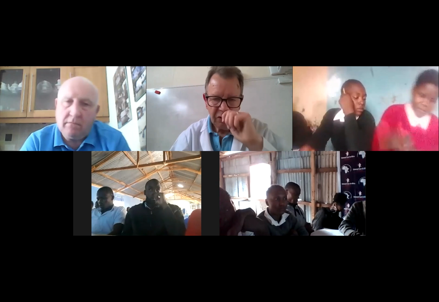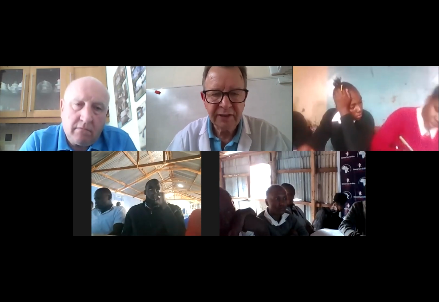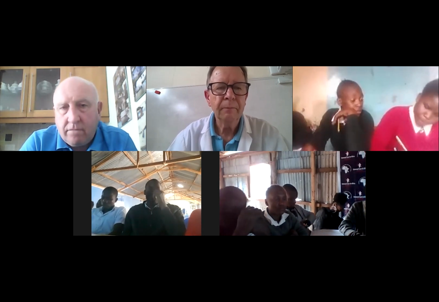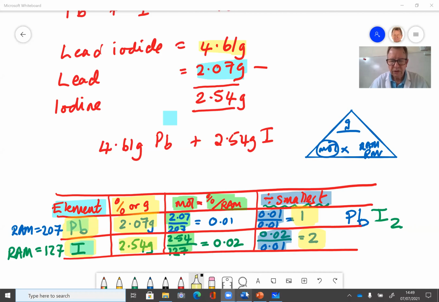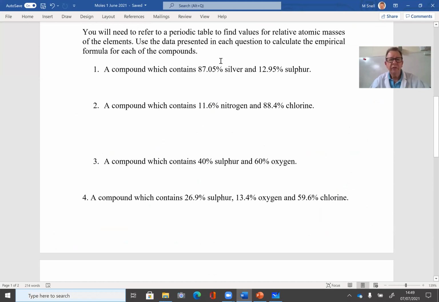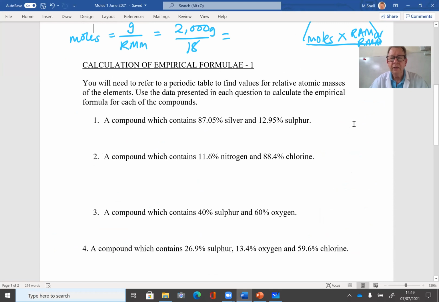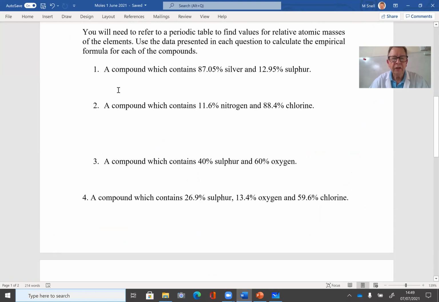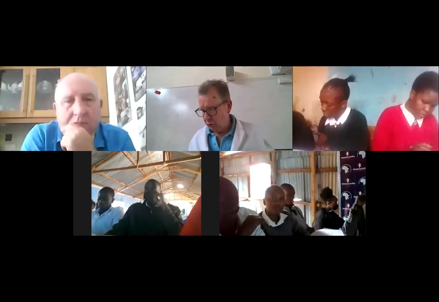Okay. So I'm going to see whether you have managed to do these. I'm going to share the screen and go back to the sheet of questions. It's these questions here. So this is calculation of empirical formulae. It was number 1 and number 2. If you did number 3 and 4, that's fantastic. But let's see if anybody managed to do 1 and 2. If you did not, don't worry, we'll have a look at one in just a minute. So let's see if anybody from the Schools of Hope could do this.